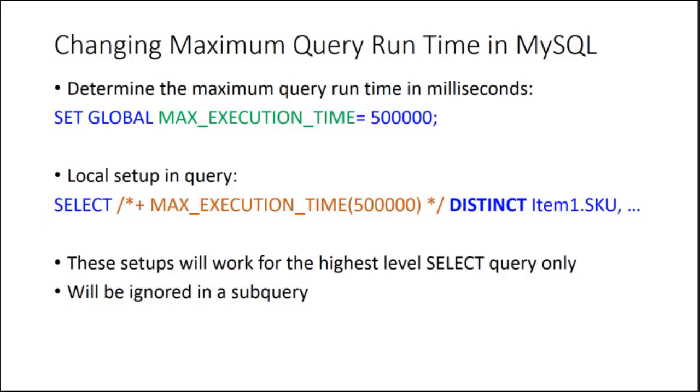Or do a local setup. Within the query, right after SELECT, use the comment syntax: slash and asterisk to open, and then close it with asterisk and slash, plus MAX_EXECUTION_TIME. Use a pair of parentheses and put the number there. Again, if you put 500,000, it will be 500 seconds. And then continue with the query. These setups work with the highest level select query only. That means a simple select query. If you have a nested query, then it's not going to work.